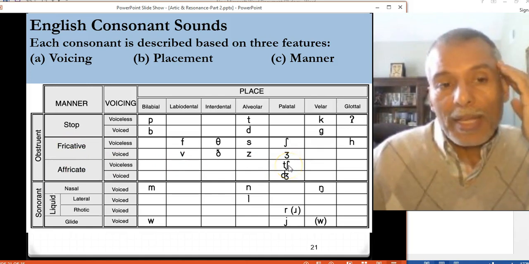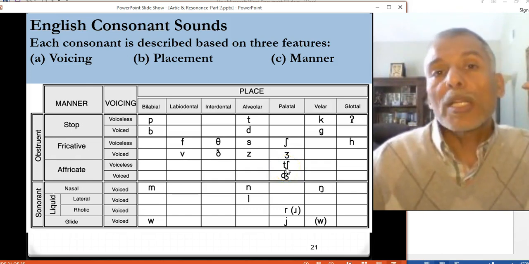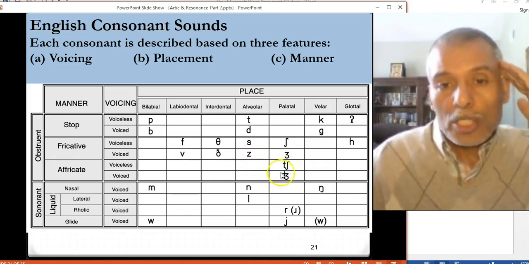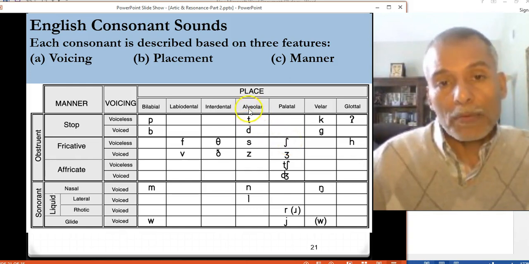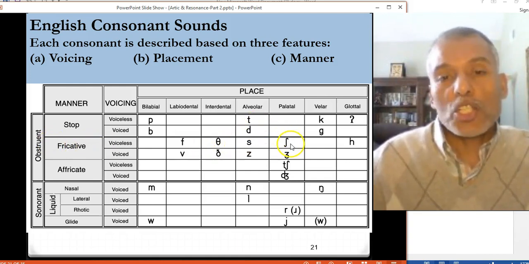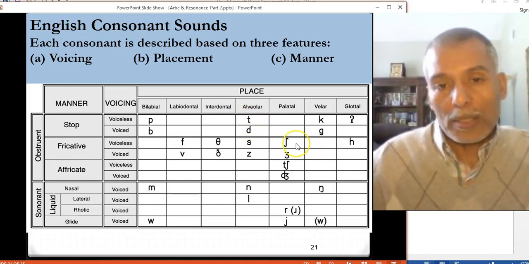So anyways, the affricate category has two sounds, two consonants. One is voiced, one is voiceless. And each sound is a combination of one stop and one fricative sound. So the t is a voiceless sound. It combines with a voiceless sound. So an alveolar stop is combined with a palatal fricative to make ch, as in catch, match. So that becomes an affricate consonant.